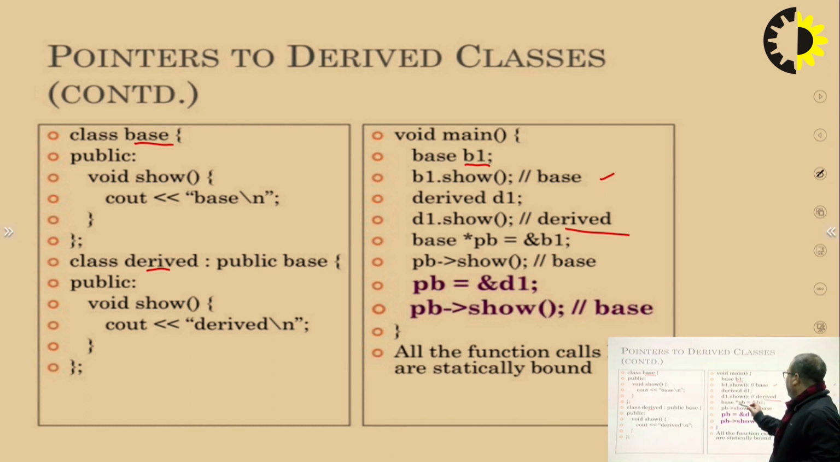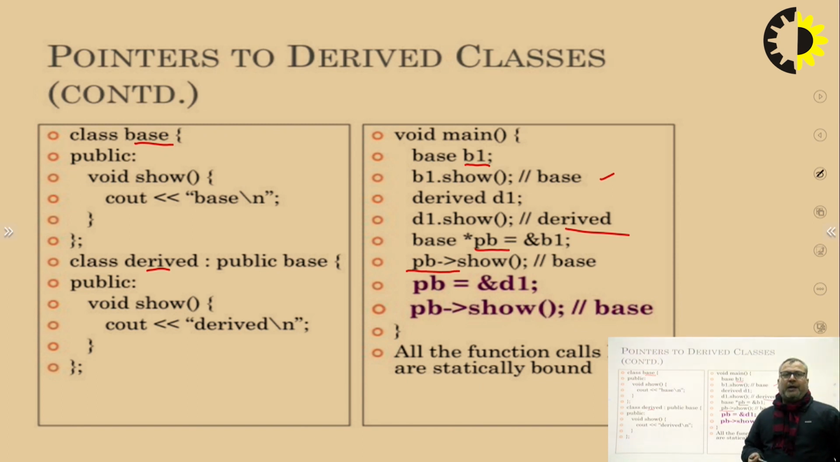Simple. Now, in main, we have created a pointer to a base class object, like PB. So PB is a pointer to the class Base. We can assign the address of b1, which is an object of the base class, to this PB. And another way to invoke a member function of any class is by using a pointer.